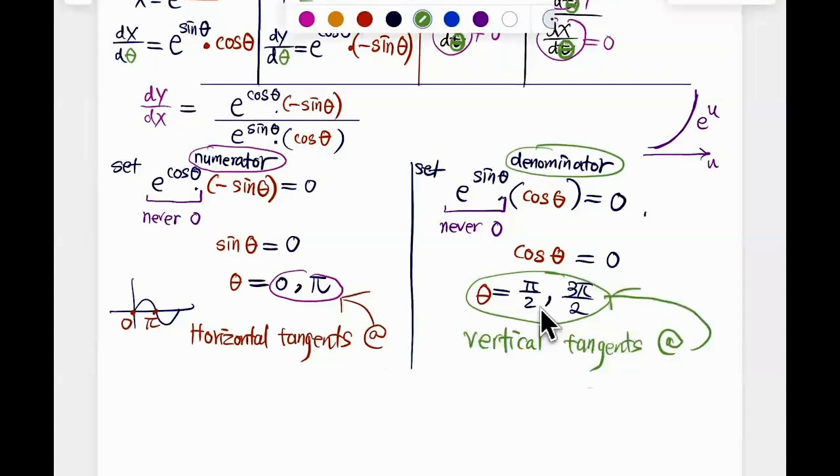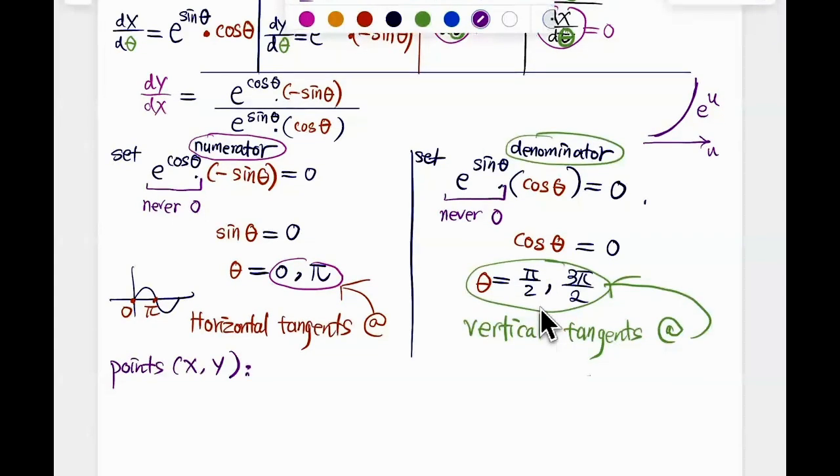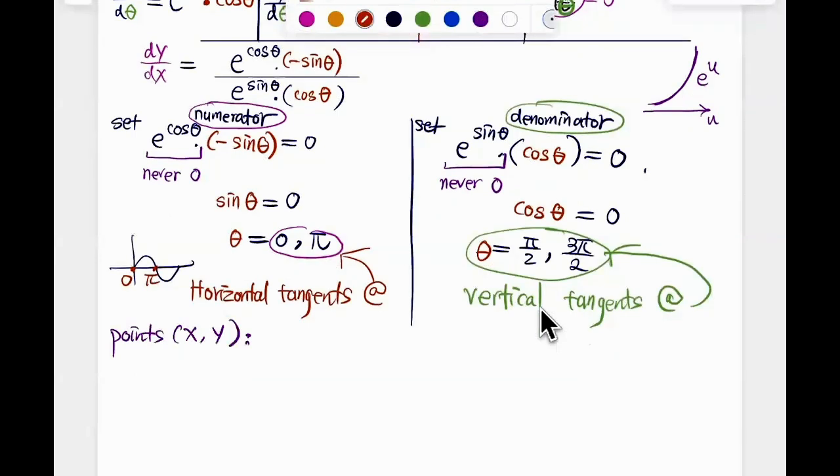They're looking for the point. So if you get theta, can you get the x and y? They're looking for the point, x and y. So how do you find this point? Plug it in, right? Theta equal to 0, x equal to what?